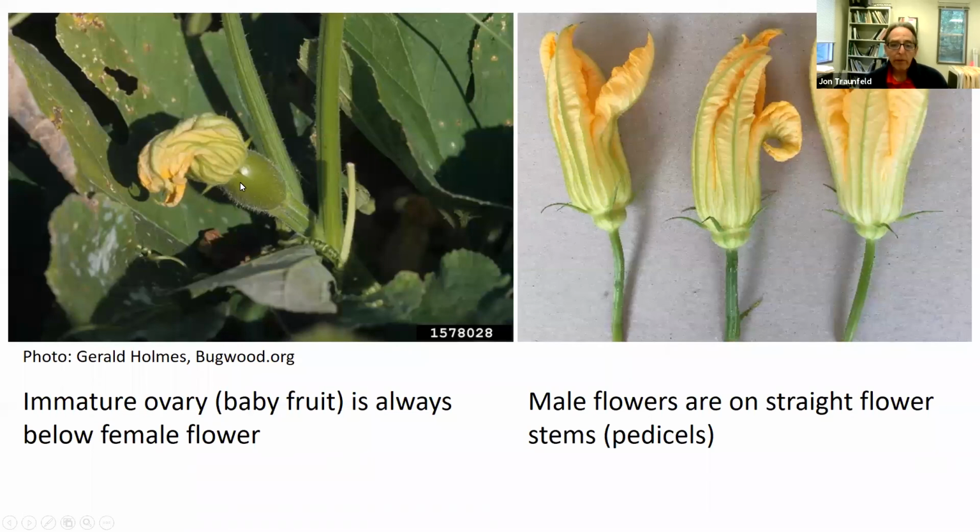So whether it's watermelon, muskmelon, any of the crops within this family, you'll see that ovary developing before the flower even opens.